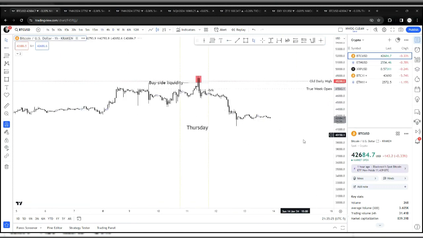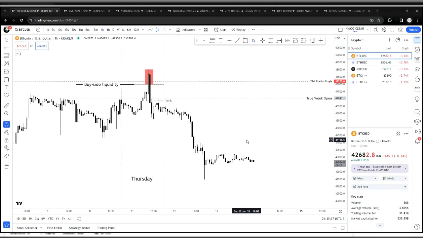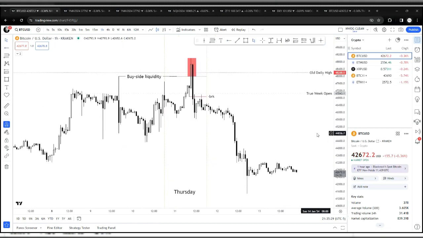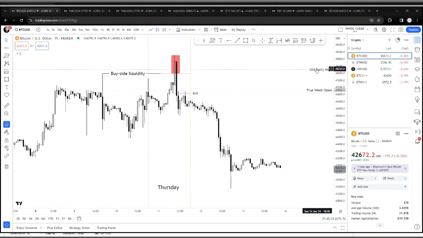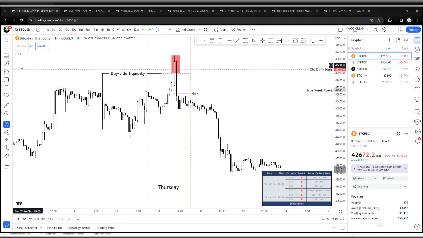So we'll go back down to the 1 hour time frame to investigate a little bit more. So this is the old daily high that we annotated just now. So you can see Tuesday when we had, okay, I'll use this. This is the first time you guys are going to see this.